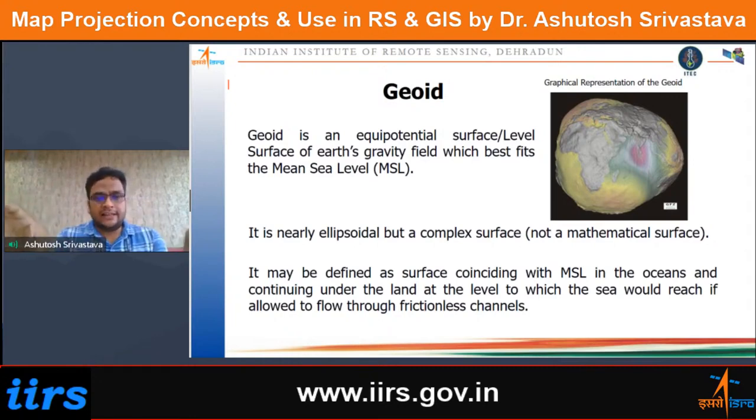More generally, I will say that it's basically related to the geoid, because in GIS we do all the analysis related to the gravity field. So we need a height either from the mean sea level or from the geoid. Ellipsoidal heights generally we do not consider in our GIS analysis. It is nearly ellipsoidal but a complex surface. It is not a mathematical surface. It may be defined as the surface coinciding with mean sea level in the oceans and continuing under the land at the level to which the sea would reach if allowed to flow through frictionless channels.